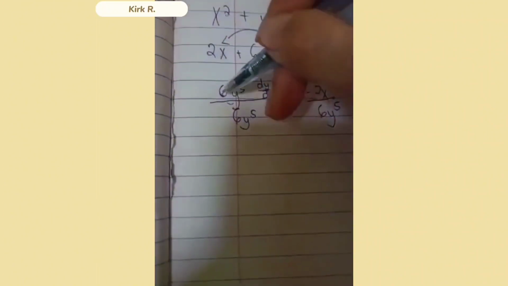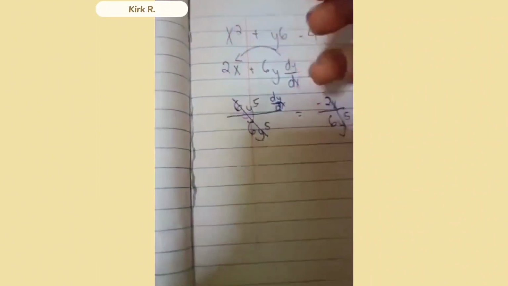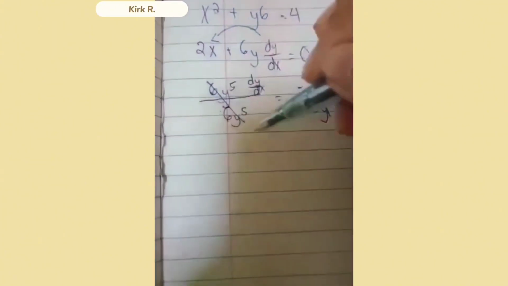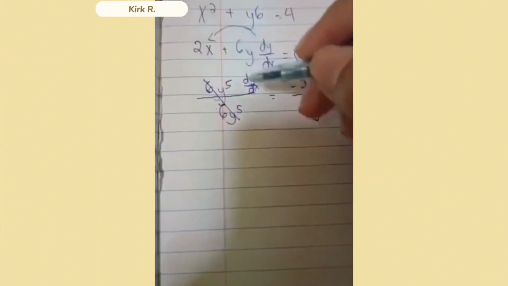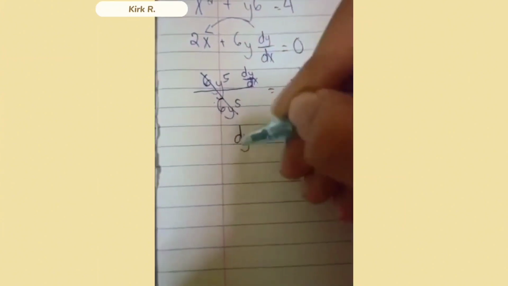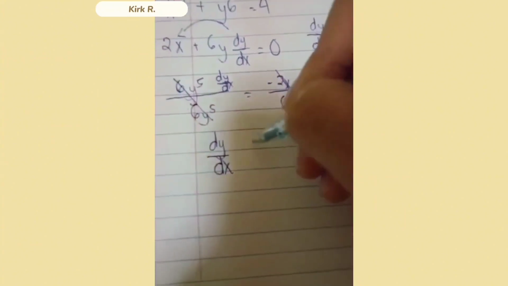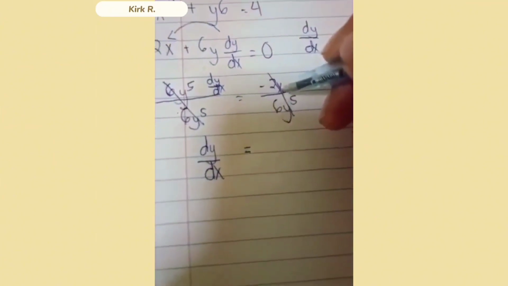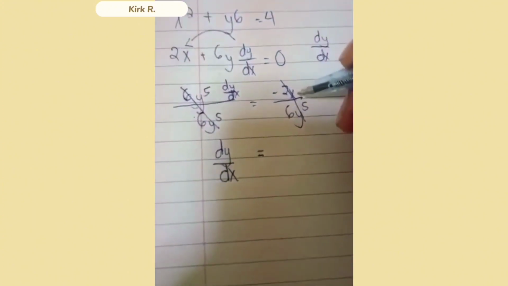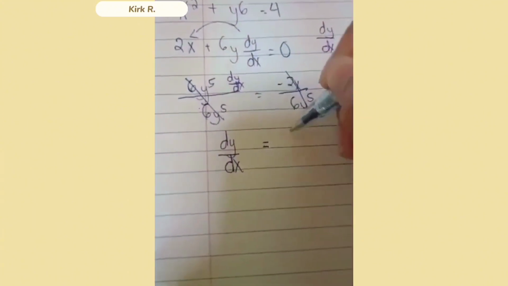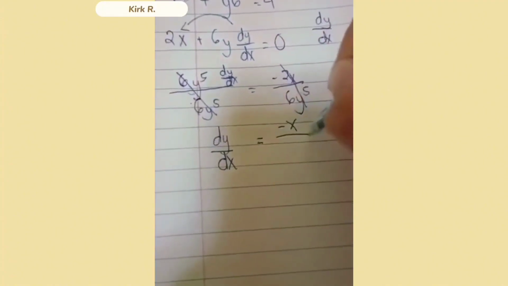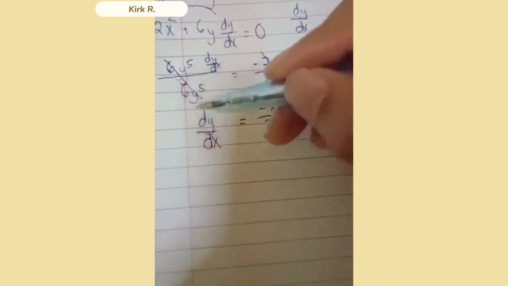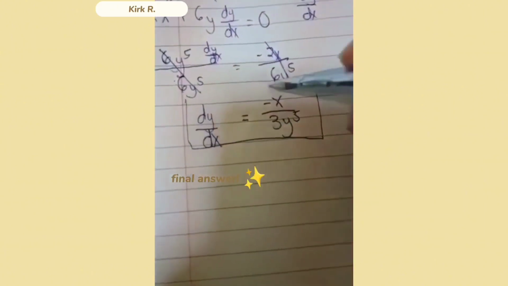So, simple equation, we're gonna do canceling. So, 6y to the 5th power are both divisible together, so ang matitira na lamang is dy over dx sa side na to is equals to, so ang ginawa natin dito sa kabila is yung 2x ay ating derived sa xy, so it's gonna be negative x is over 3y to the 5th power. So eto na yung final answer natin.